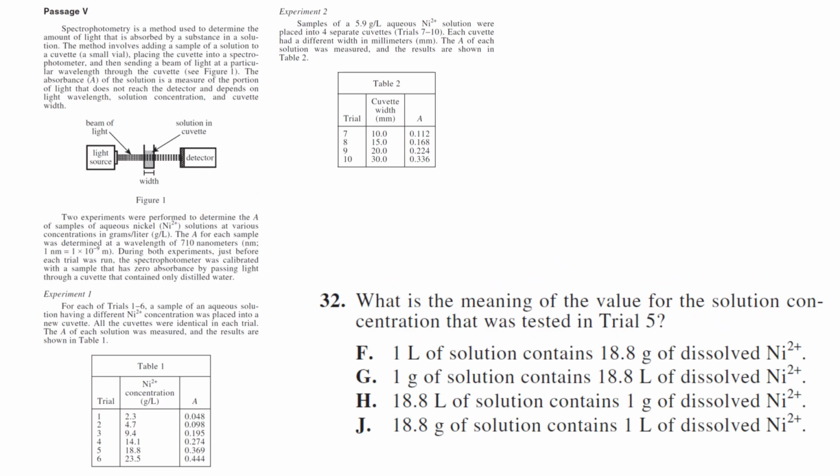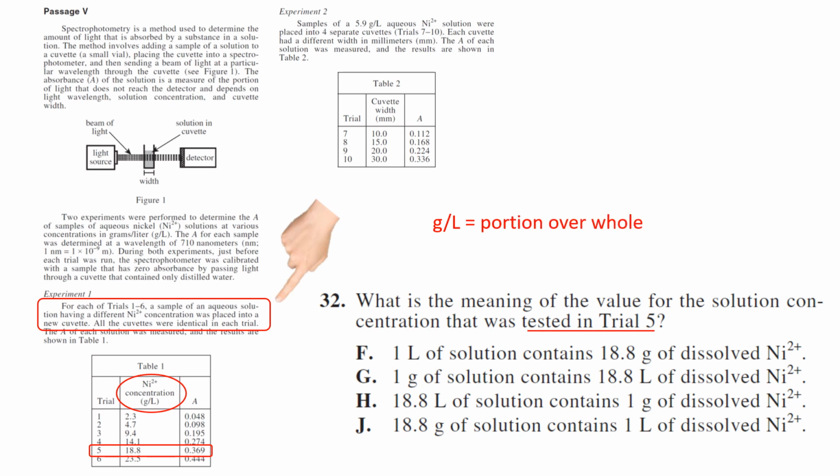What is the meaning of the value for the solution concentration that was tested in trial 5? So it's 18.8, which doesn't really help us a whole lot because we have 18.8 for all these. So what we need to understand more is what it means to be a nickel aqueous solution, right? Nickel is a solid, dissolved in an aqueous solution. So you can think of grams over liters as portion over whole, right? So 1 liter, the whole, contains 18.8 grams of dissolved nickel. That's the concentration of nickel in the aqueous solution. So F.